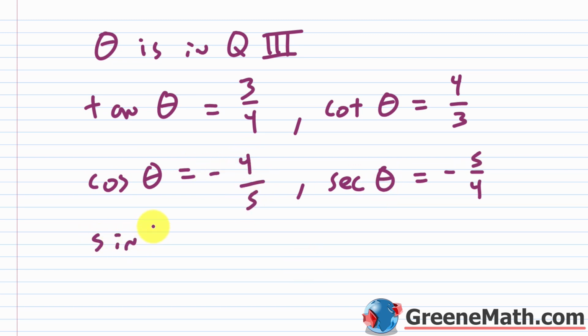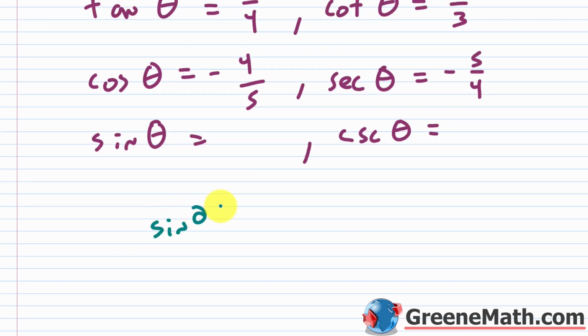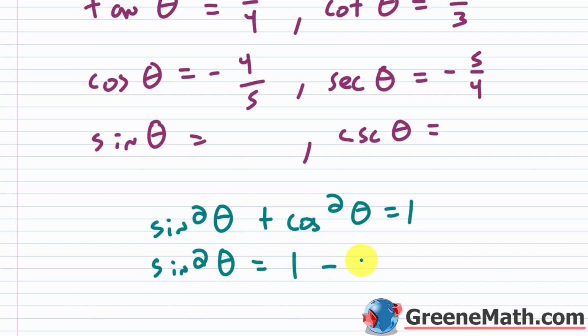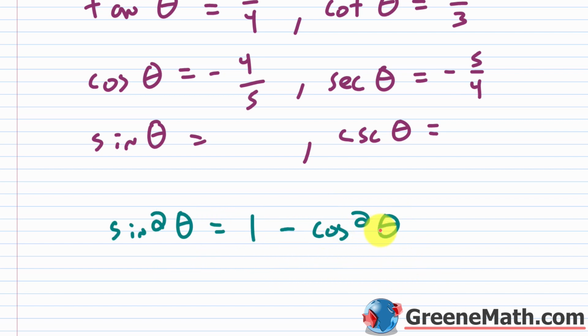Okay, we're going to find our sine of theta, and then find the reciprocal of that to get the cosecant of theta. Again, there are so many ways to do this. I'm just going to use sine squared theta plus cosine squared theta equals 1. If you want, you could solve this for sine squared theta right now. Typically, a lot of people will do that, and they'll say that sine squared theta is equal to 1 minus cosine squared theta. And for the cosine of theta, I'm going to plug in negative 4/5, and this is squared.